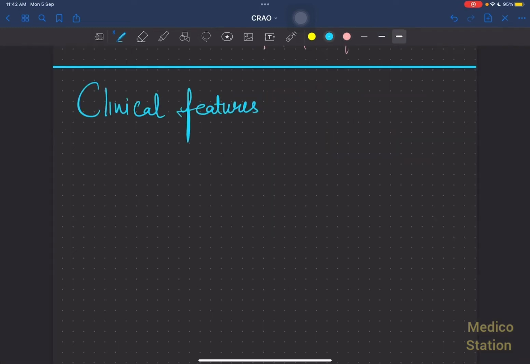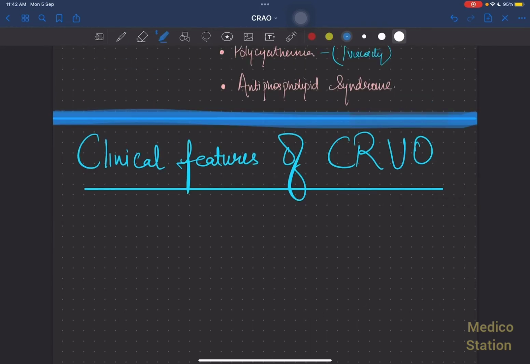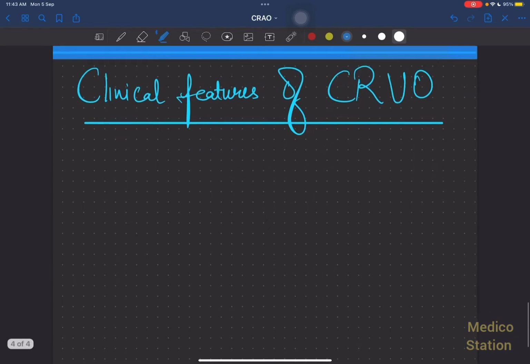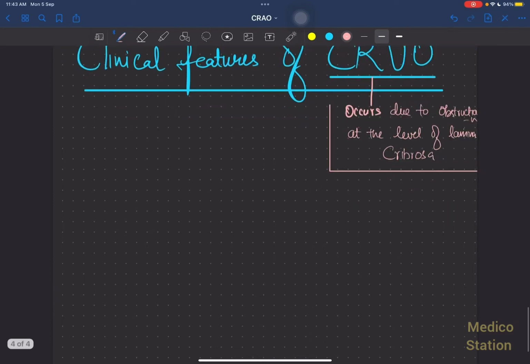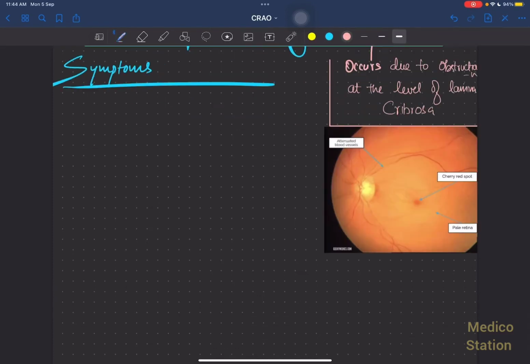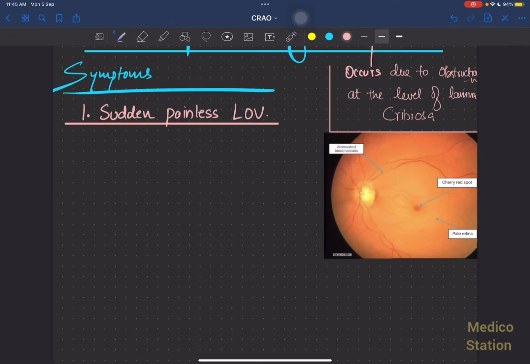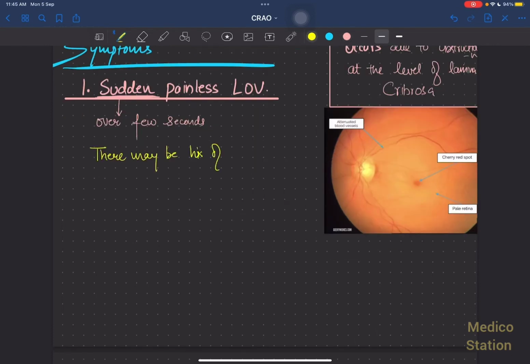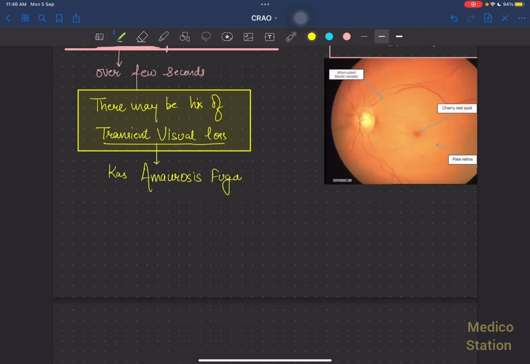Clinical features of CRAO. Also remember that the clinical features of CRAO are also applicable for BRAO and cilioretinal artery occlusion because they are the same subtypes of retinal arterial occlusive disorders. The first symptom is sudden painless loss of vision. This occurs due to the obstruction. It is sudden in nature, therefore it occurs within a few seconds. There may be a history of transient visual loss, which is known as amaurosis fugax.